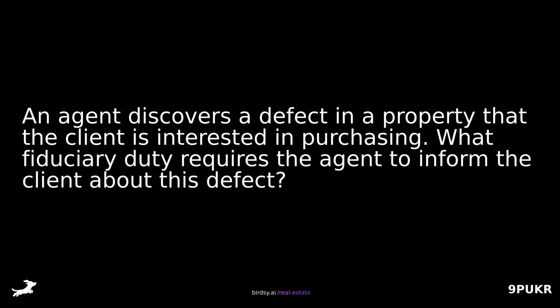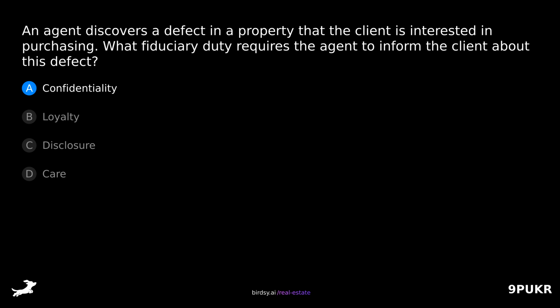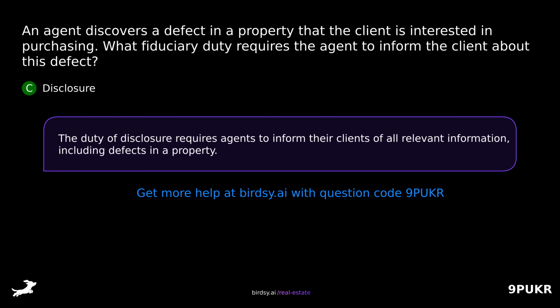An agent discovers a defect in a property that the client is interested in purchasing. What fiduciary duty requires the agent to inform the client about this defect? Is it A, confidentiality, B, loyalty, C, disclosure, or D, care? The answer is C, disclosure. The duty of disclosure requires agents to inform their clients of all relevant information, including defects in a property.